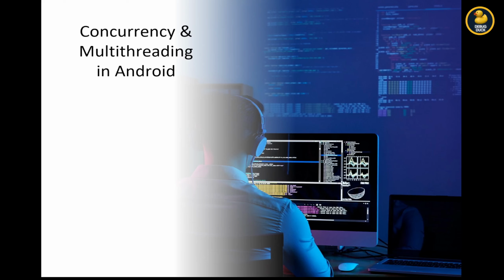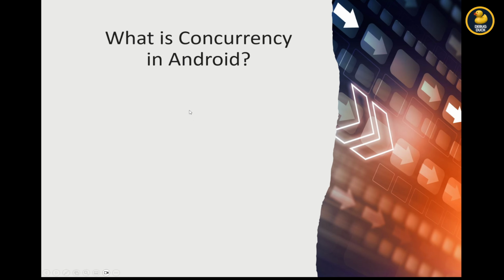If your app freezes for 1 second, the user feels it like 10 seconds. That's why senior Android developers don't just write code. They design concurrency correctly: coroutines, flows, and structured concurrency. Let's talk about concurrency and multithreading in Android.